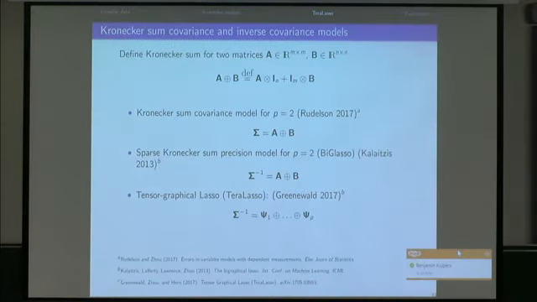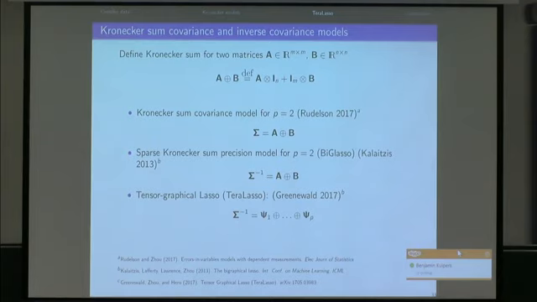So tensor graphical lasso is a model which gets around one of the major issues that I mentioned just a minute ago, and that is the non-convexity of the objective function. So why does this work? Well, Kronecker products have this bilinear dependency. Kronecker sums, which the Teralasso model uses, are linear.